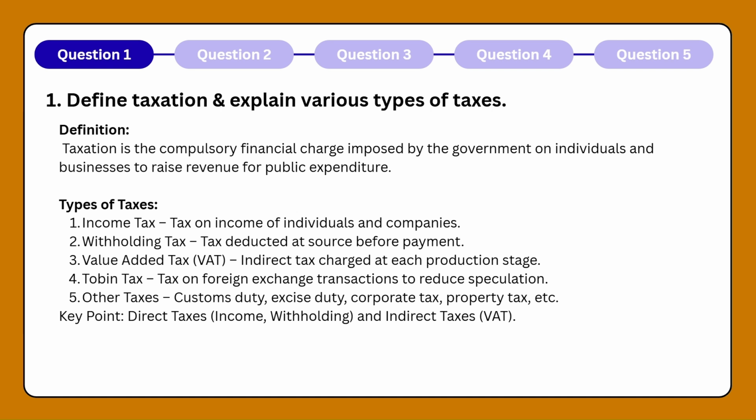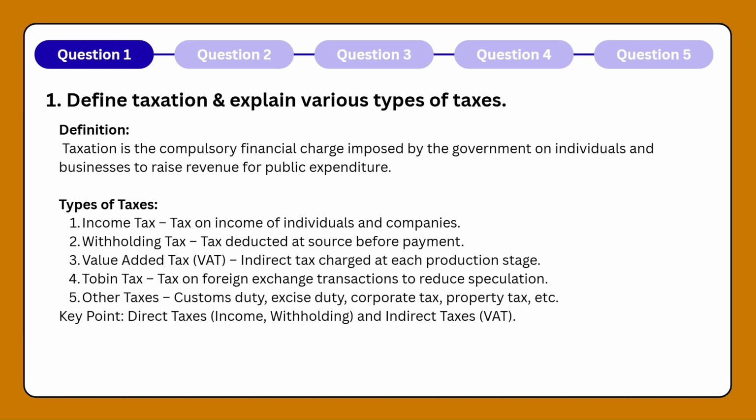Taxation is the process by which government imposes compulsory financial charges on individuals and businesses to generate revenue for public expenditure. Types include income tax on earnings of individuals and companies, withholding tax deducted at source before payment, value-added tax charged at each stage of production with final burden on consumer, Tobin tax on foreign exchange transactions to reduce currency speculation, and other national taxes like customs duty, excise duty, corporate tax and property tax.